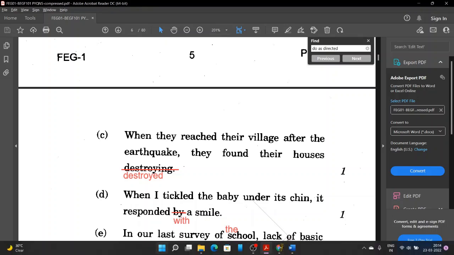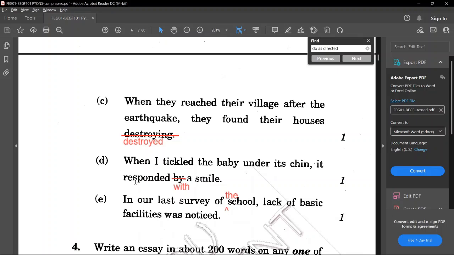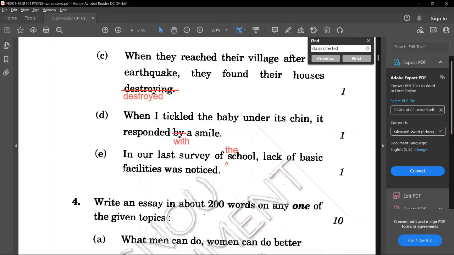Next, we'll go to question D. When I tickled the baby under its chin, it responded by a smile. "Responded by a smile" might sound right, but it's actually not a right sentence. Everybody can respond only with something, not by something. So instead of "responded by a smile", we'll change the sentence to "responded with a smile".